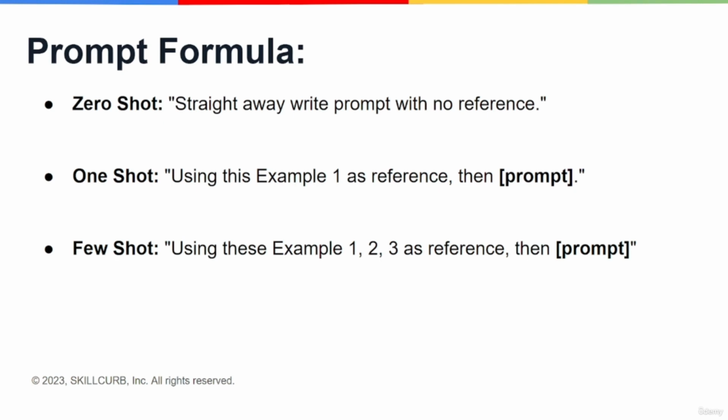For one shot prompting, you put one example or one reference, and then straight after that, you give your prompt related to that example or reference. And in few shot, you use examples 1, 2, 3, or as many as you want as your reference, and then you write the prompt related to that reference.